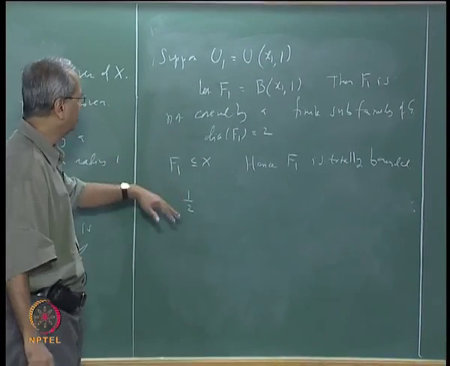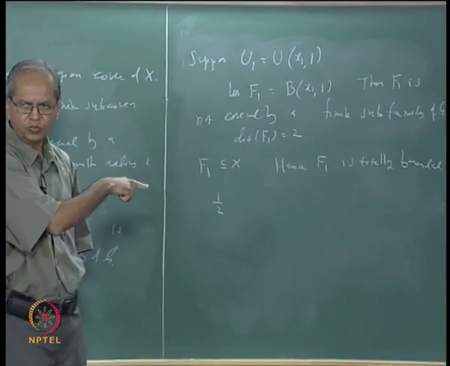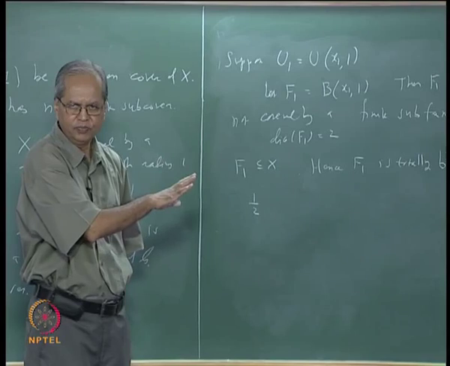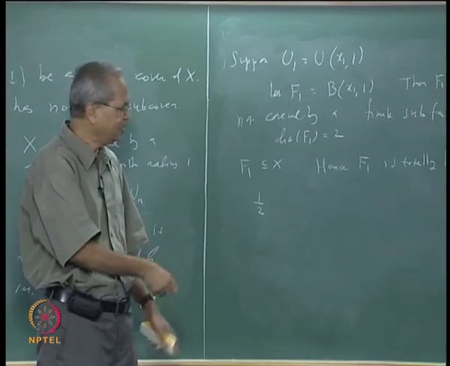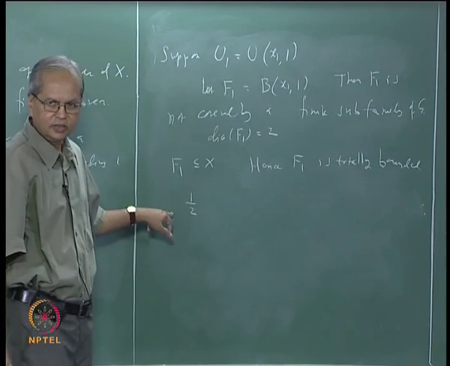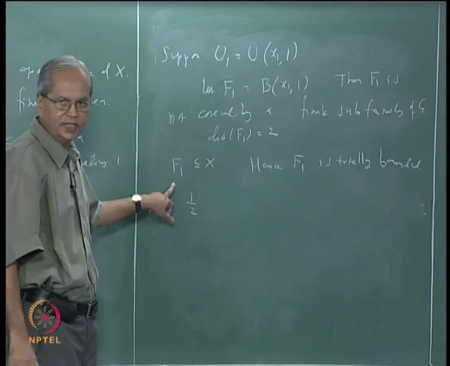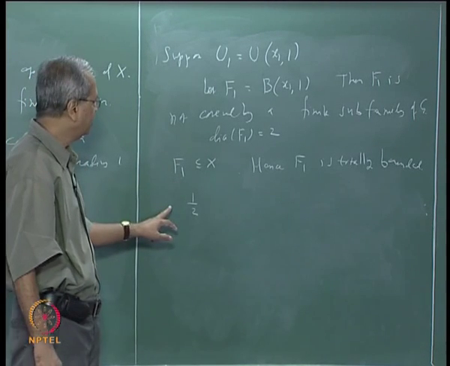I will not consider open balls in X, but open balls inside F1. That means I will take elements only from F1. So suppose we do that, then I will get a next subset F2, that is F2 will be contained in F1, and what is the property of F2?